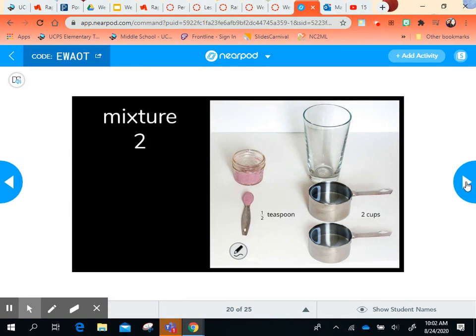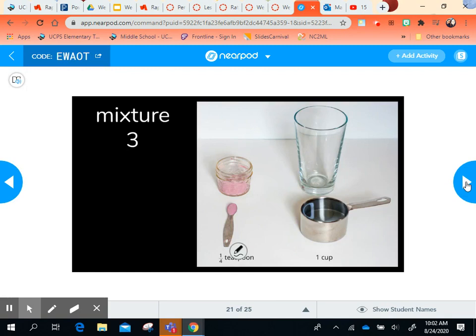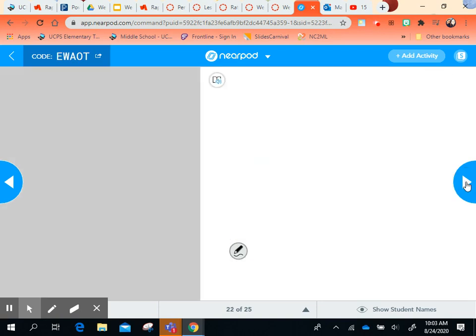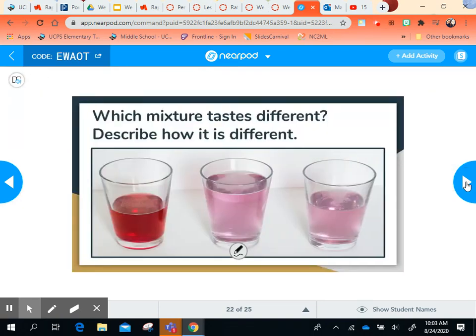Now, do you think that one's going to taste as much as fruit punch as the first one did? Probably not. 1/4 a teaspoon of fruit punch mix and 1 cup of water. Which mixture do you think tastes different? So, looking at the colors on these, which one do you think would probably taste the best? Think about that for the next question.